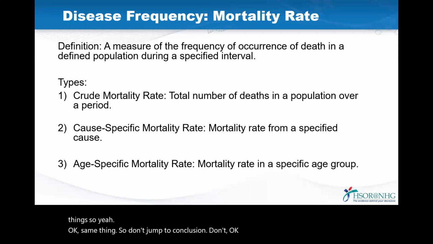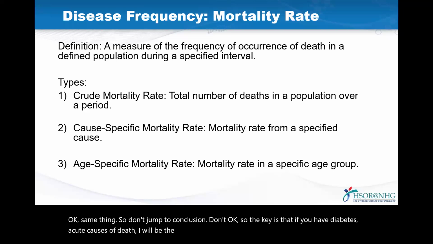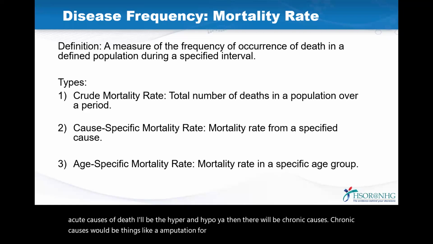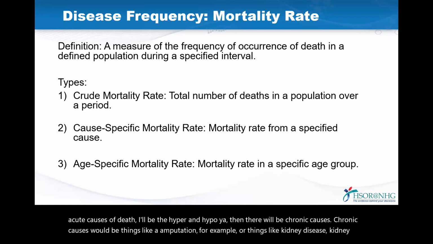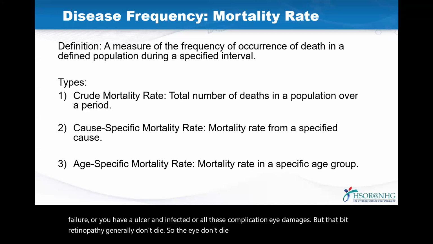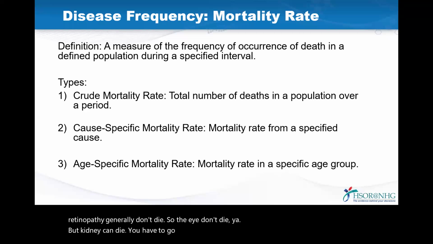So the key is that if you have diabetes, acute causes of death will be the hyper and hypo. Then there'll be chronic causes. Chronic causes will be things like amputation, kidney disease, kidney failure, or you have an ulcer and it gets infected, or all these complications, eye damage. But diabetic retinopathy generally doesn't kill. So the eye doesn't die, but the kidney can die. You just go blind.